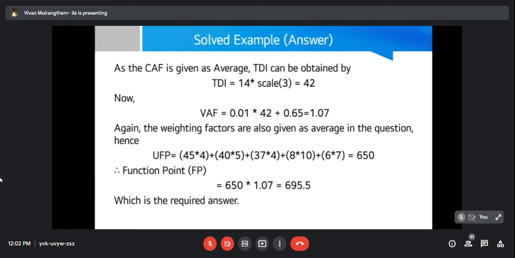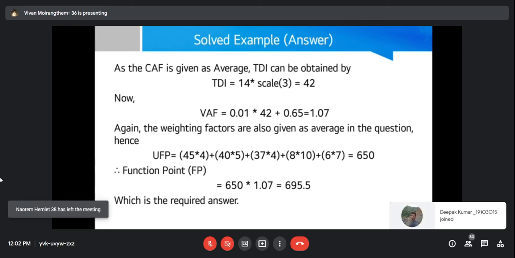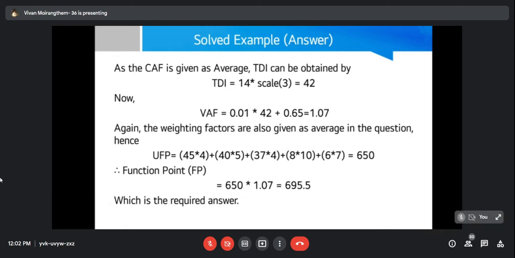Now we have our value adjustment factor, we have our unadjusted function point. So our final function point is given by a multiplication of these two, which is 695.5. This is the required answer. Yes, this is where I'll end my presentation. Thank you very much.